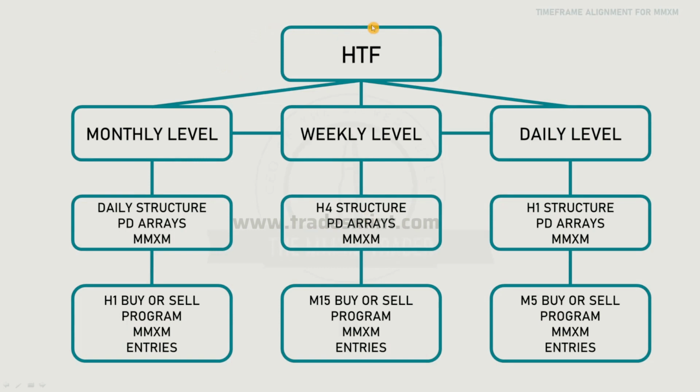We've got this nice schematic over here, right? Higher time frame, we've got that monthly level. We've got a weekly level or a daily level. Pick one, right? Whichever is most preferred for you. Scalpers most of the time want to have a daily level, right? 1-hour structure and PD arrays on the market maker model. Go to the 5-minute buy or sell program and market maker model entries.